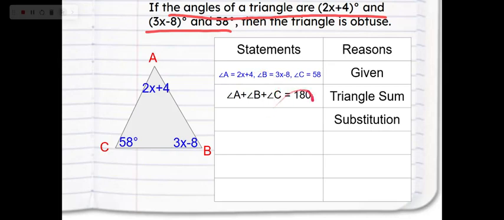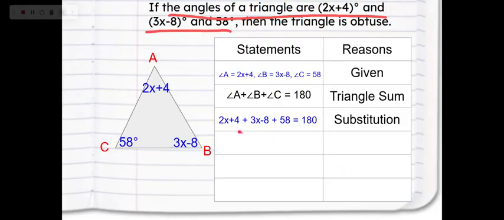And then we're going to substitute it in. Again, A was first, so I labeled that. So 2x plus 4 is going to go first. 3x minus 8 is going to go next. 58 is going to go next. So I'm plugging it all in. I'm substituting it in. Now it's an Algebra 1 problem.